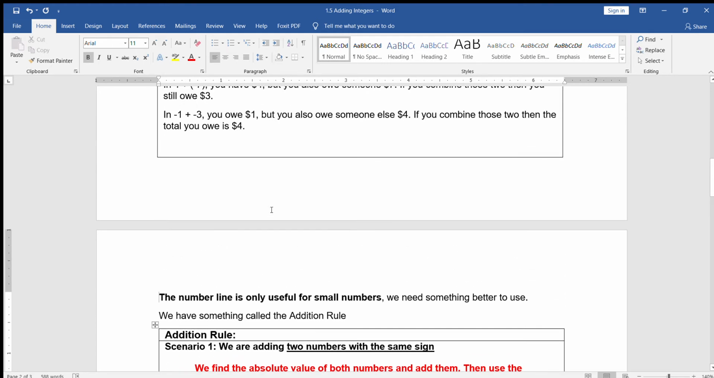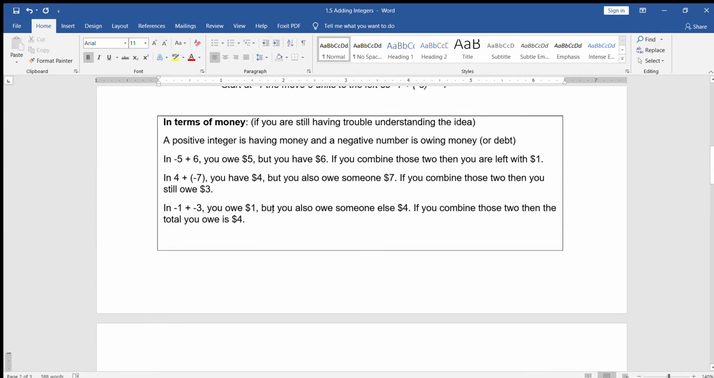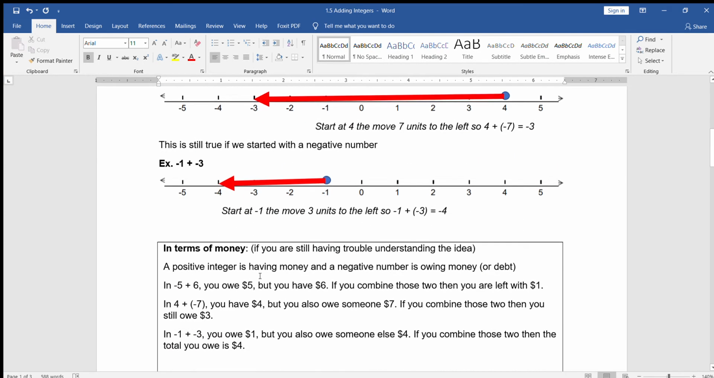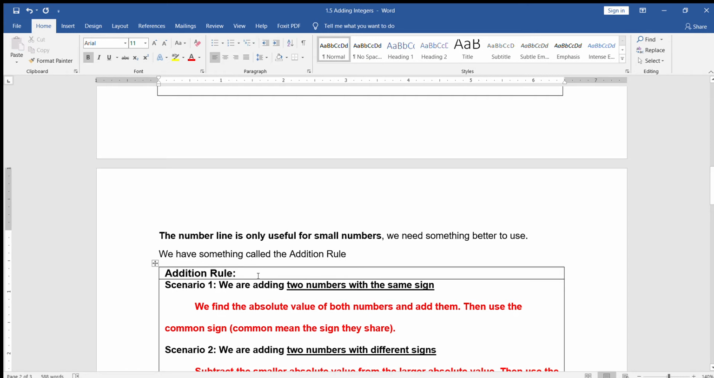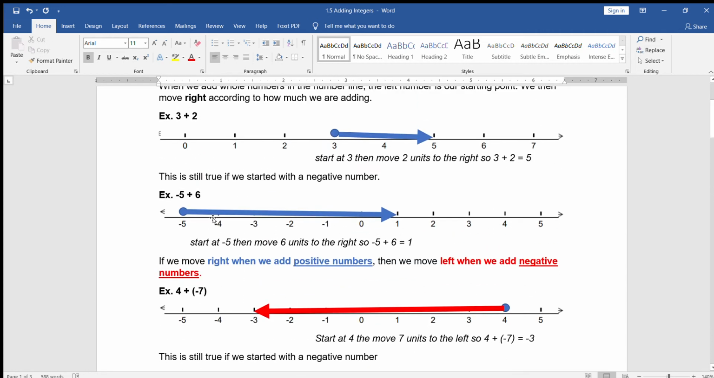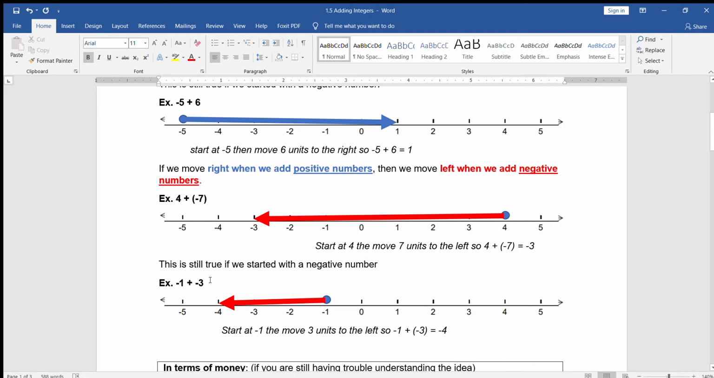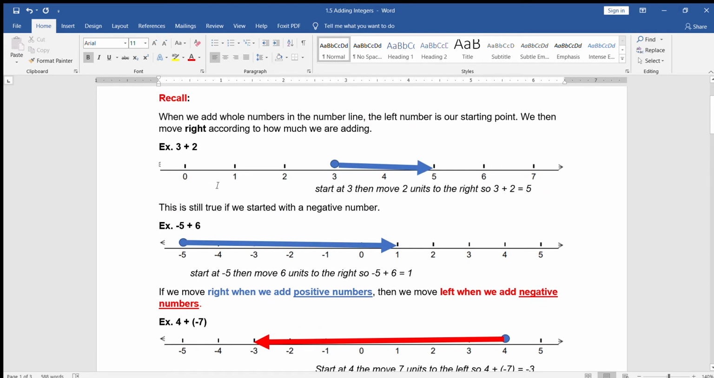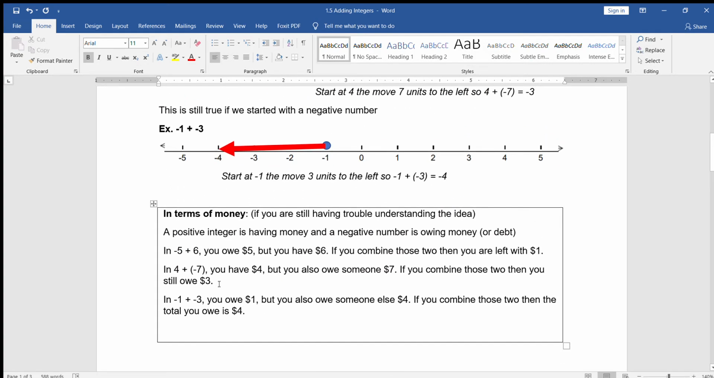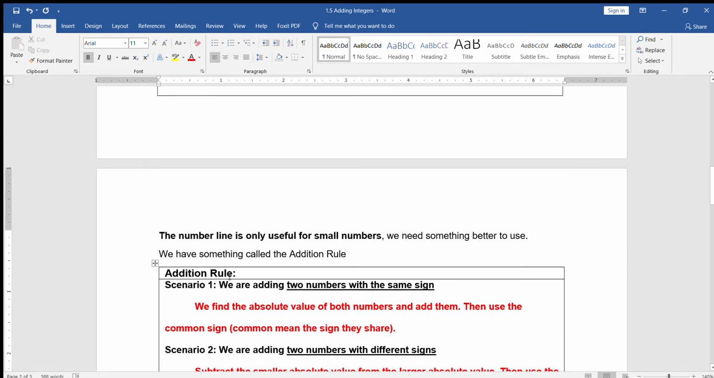As you can see from these examples, there are two cases when we add integers. Scenario 1 is adding two numbers with the same sign: positive and positive, or negative and negative. Scenario 2 is adding two numbers with different signs: a negative plus a positive, or a positive plus a negative. Those are the two scenarios when we add integers.